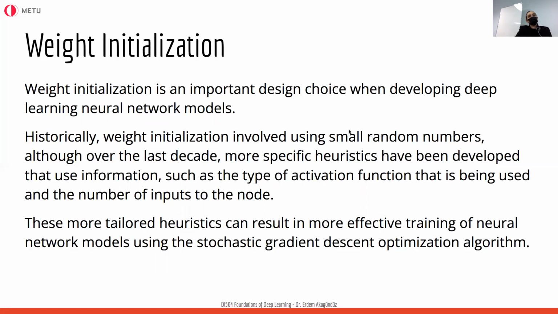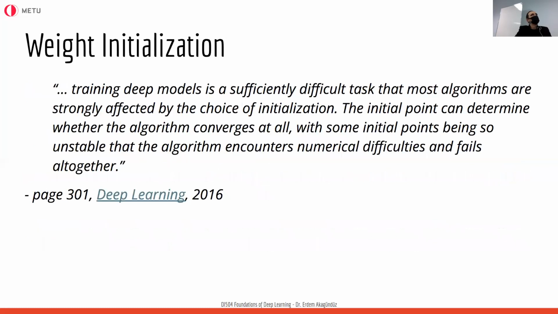Historically, people were initializing with small random numbers so that it doesn't explode. However, in the last decade, there have been some important studies of weight initialization, and there are some rules of thumb to use. We're going to talk about them. They are more like tailored heuristics. Some scientists in the field tailored those heuristics, rules of thumb for us, so that we could effectively train our neural networks, okay? For stochastic gradient descent, basically, because that's how we train our supervised deep neural networks.